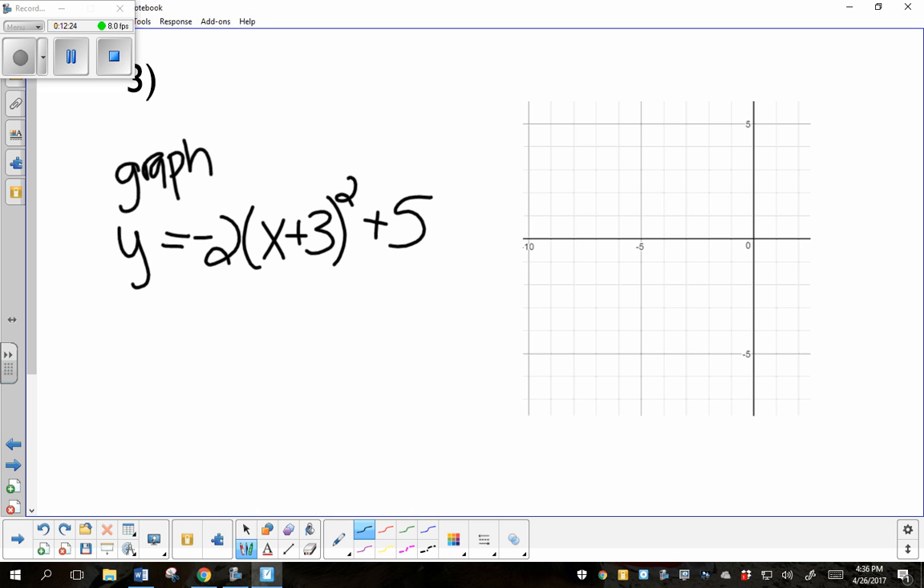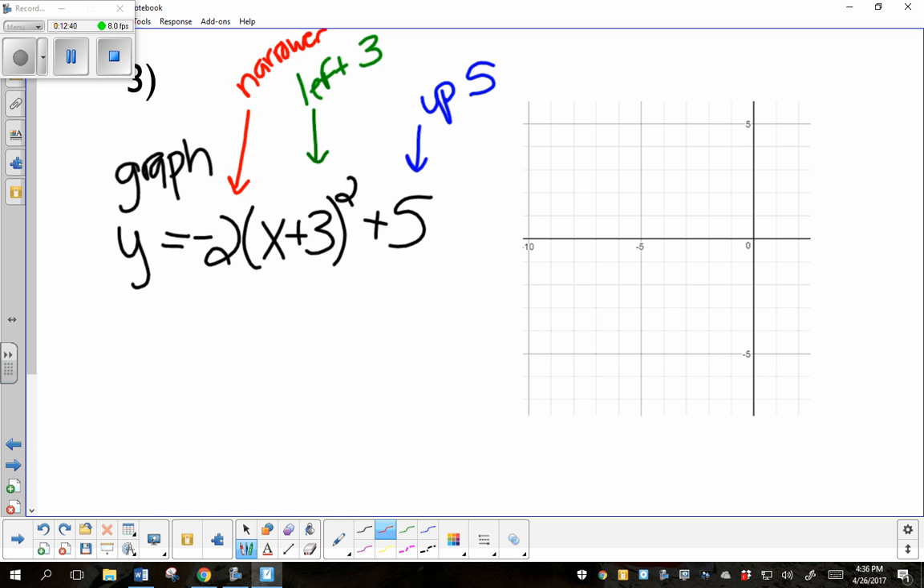So let's think about what all these things do to it. So the plus 5 means that we're shifting it up 5. The plus 3 means we're shifting it to the left 3. The 2 in front means it's becoming narrower. And the negative in front means that it flipped over, so it's a frown. So we have a general idea of what it's going to look like.